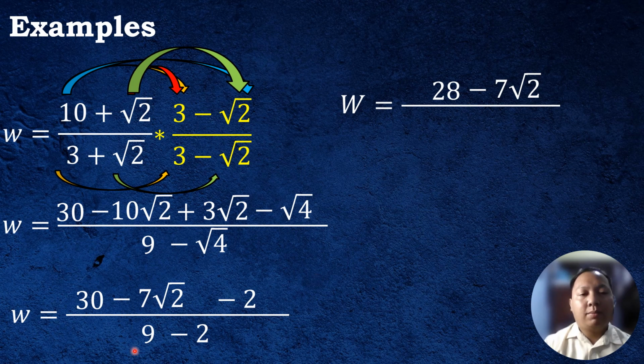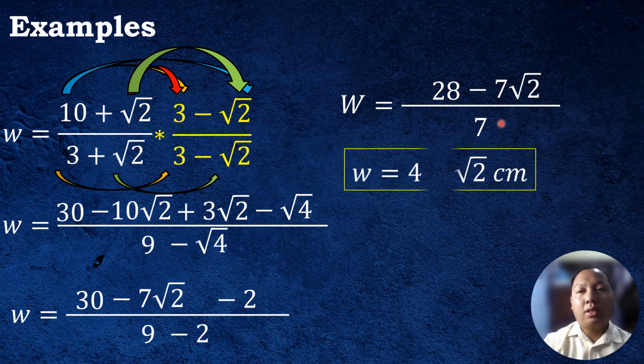Then, sa denominator naman, we have 9 minus 2, which is 7. Ulit, 30 minus 2 is 28. Bring down, actually bring up siya dahil nandito na siya sa taas. Bring up negative 7 square root of 2. Then sa denominator, 9 minus 2 is 7. Now, since yung 28 at negative 7 ay divisible by 7, pwede natin siyang i-divide.